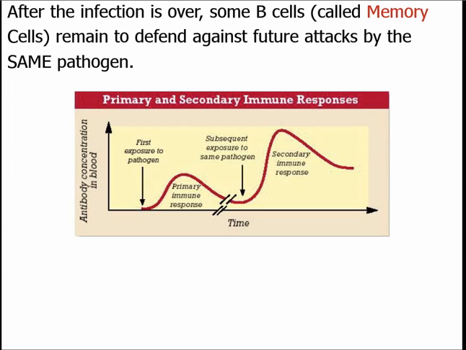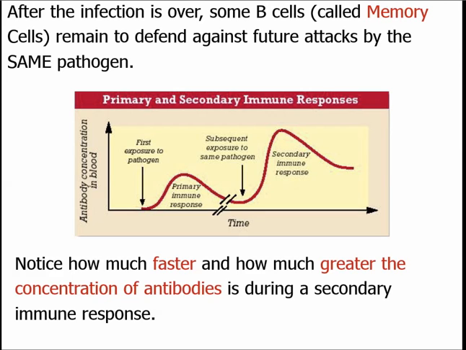But if you ever encounter that same pathogen again, because you have these patrolling memory B cells, they release antibodies very, very quickly, so quickly that you don't even know you ever got sick again. You might feel fatigued, but your body fights off the disease so fast that you never notice that it happened again.